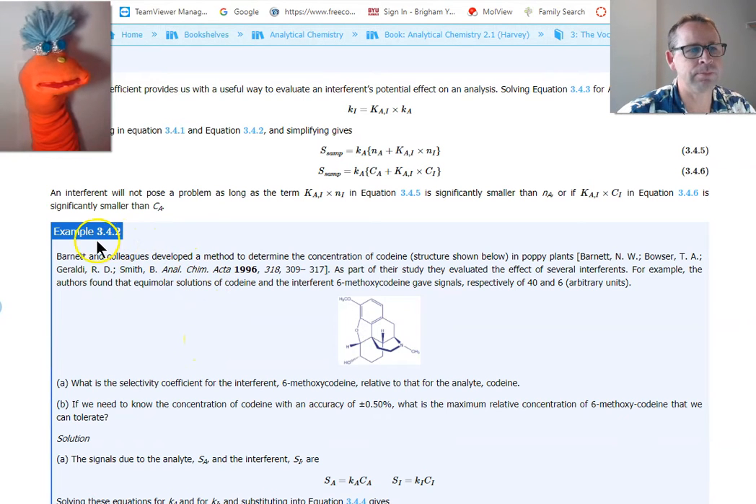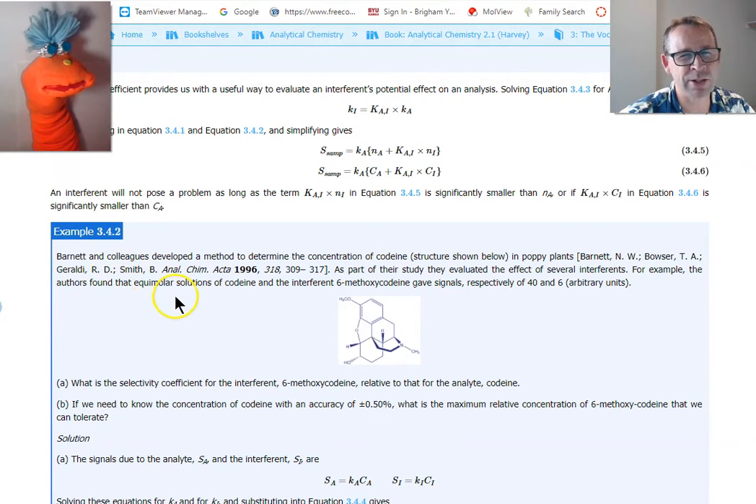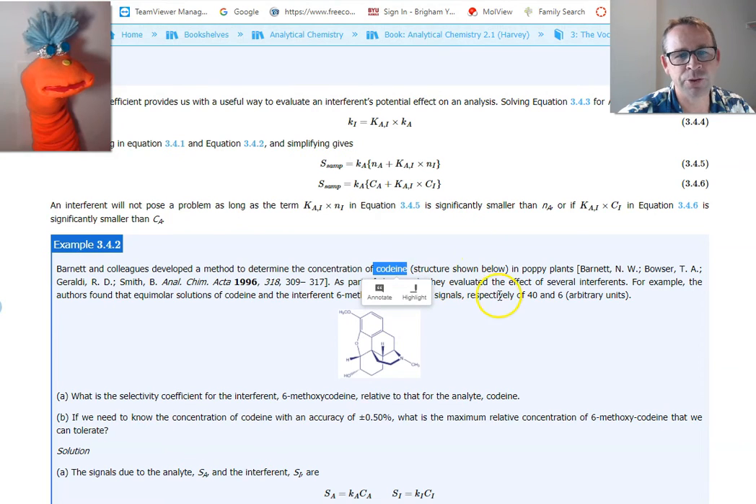All right. So if we look at example 3.4.2 here, we're looking at this method and its selectivity coefficient, to determine how selective it is toward its analyte, which is codeine. And we have an interferent, something that gets in the way, which is 6-methoxycodeine.